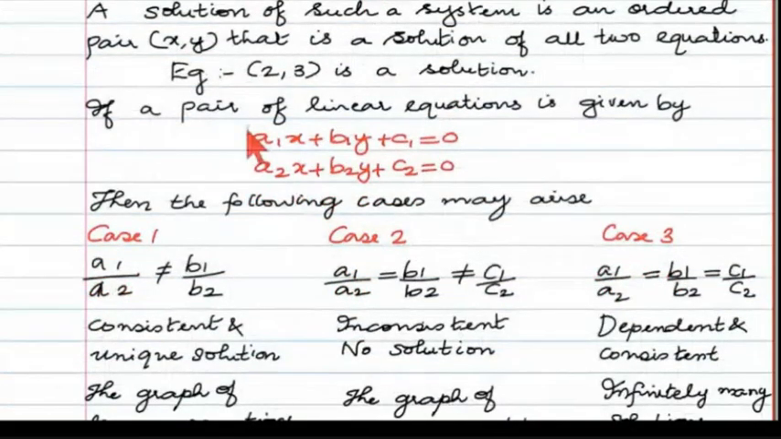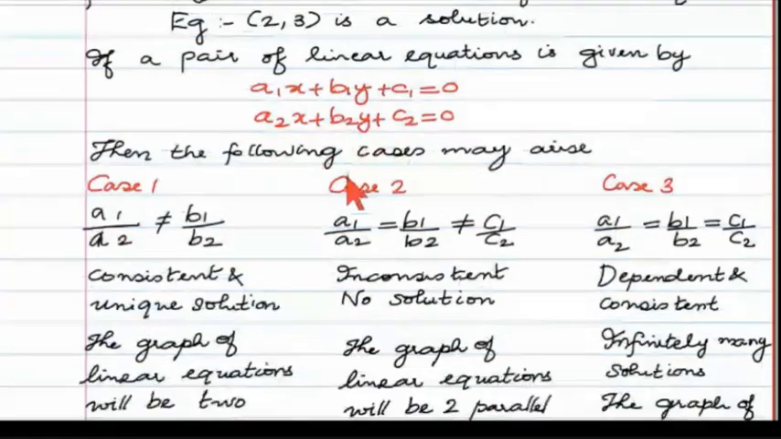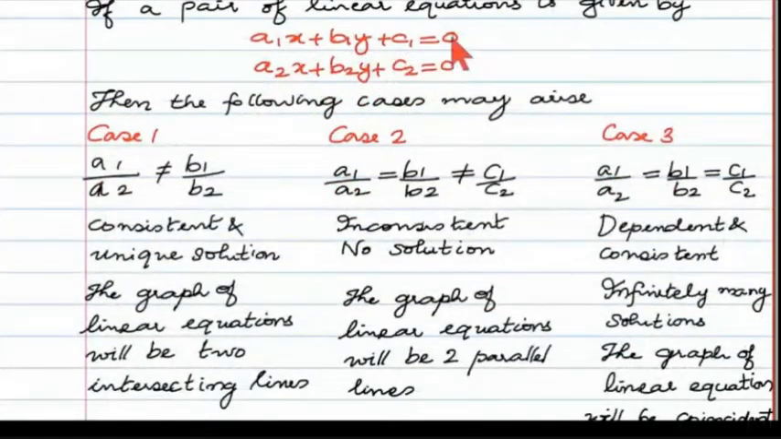In general, if a pair of linear equations is given by a1x plus b1y plus c1 equal to 0, a2x plus b2y plus c2 equal to 0, then the following cases may arise. Case 1, a1 by a2 not equal to b1 by b2. In this case, the solution will be consistent and unique. The graph of the linear equations will be two intersecting lines. Case 2, a1 by a2 equal to b1 by b2 not equal to c1 by c2. In this case, the system of equations is inconsistent. There is no solution for such a system. The graph of the linear equations will be two parallel lines.